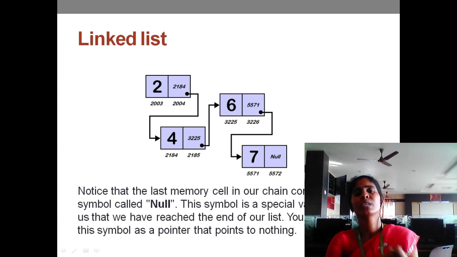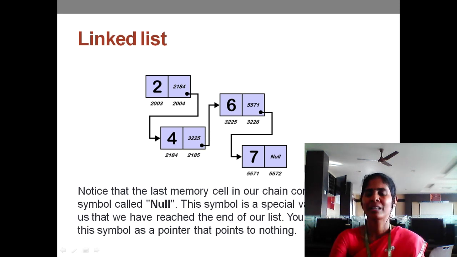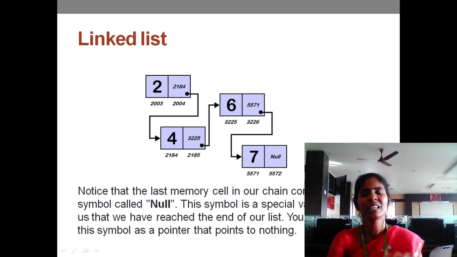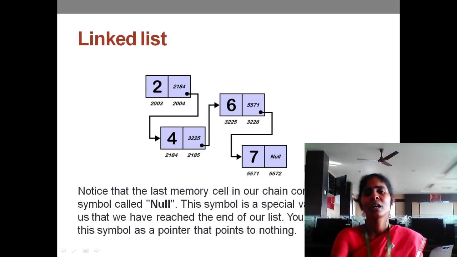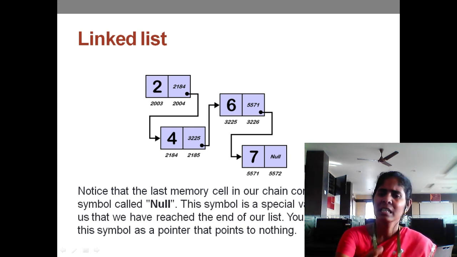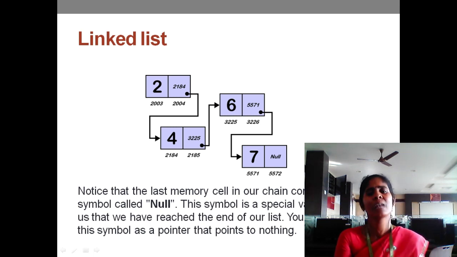Here 2 is a node, 6 is a node, 4 is a node, 7 is a node. Then 2 has two parts. One part is the data, for storing the element. The second part we can call the next part, for storing the address of the next node. The node 2 has the address of node 4, 4 has the address of 6, and node 7 doesn't have any element to point to.